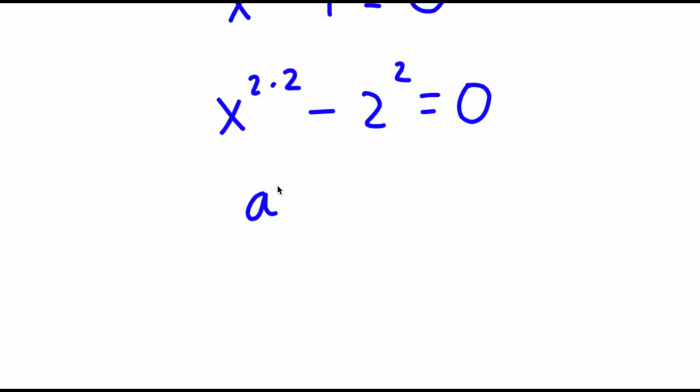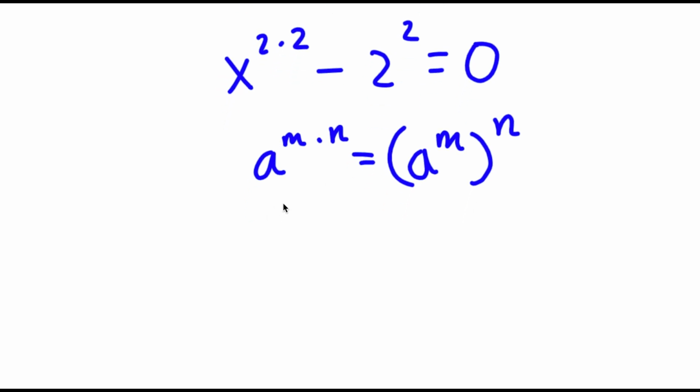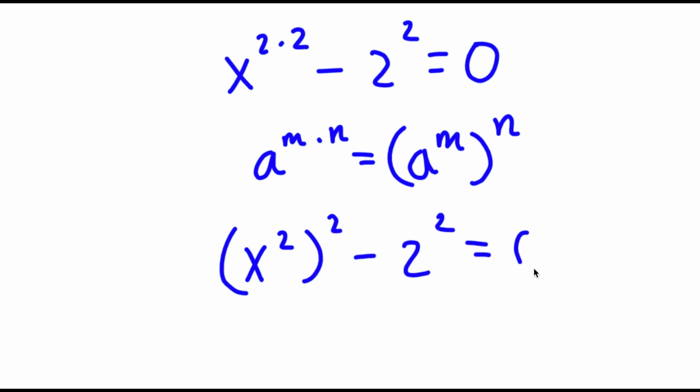Now if I have something in the form a to the power of m times n, this is equal to a to the power of m to the power of n. So x to the power of 2 times 2, that's going to equal x to the power of 2 to the power of 2. Now I have this minus 2 squared is equal to 0.